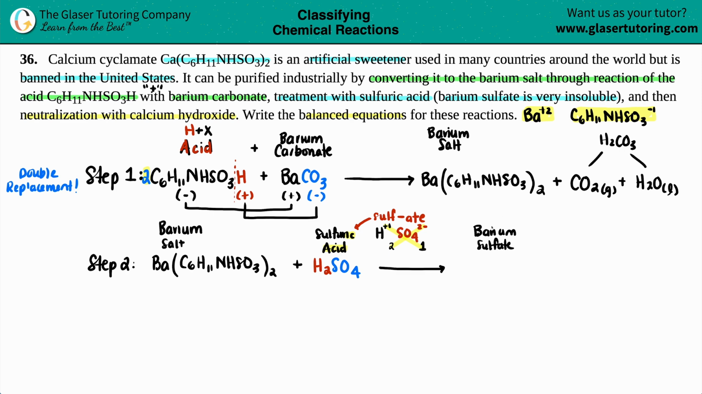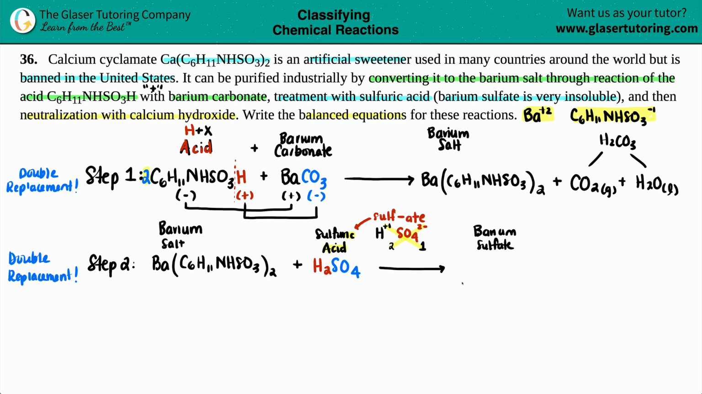And now we need to find out the barium sulfate. But I see 2 compounds. That's also a double replacement. And the new positives go with the new negatives. Or, in this case, outers with outers, inners with inners. So we have the Ba hooking up with the SO4, and then the H going with the salt.